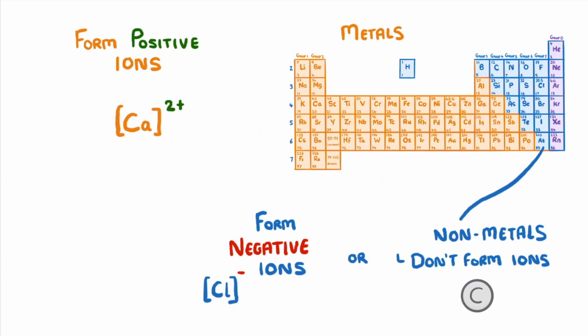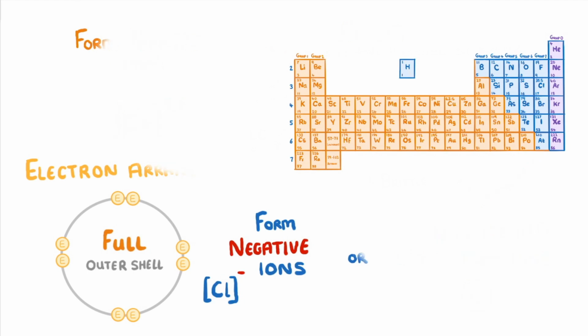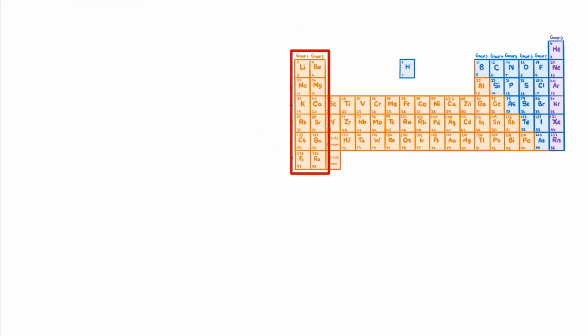To understand why this is, we need to consider the electron arrangements of the atoms. And remember from previous videos that all atoms want to have a full outer shell of electrons in order to be stable. If an element is found on the left of the periodic table, then it won't have many electrons in its outermost shell. For example, calcium in group 2 has 2 electrons in its outer shell. This makes it easy to lose these outer electrons and form a positive ion.